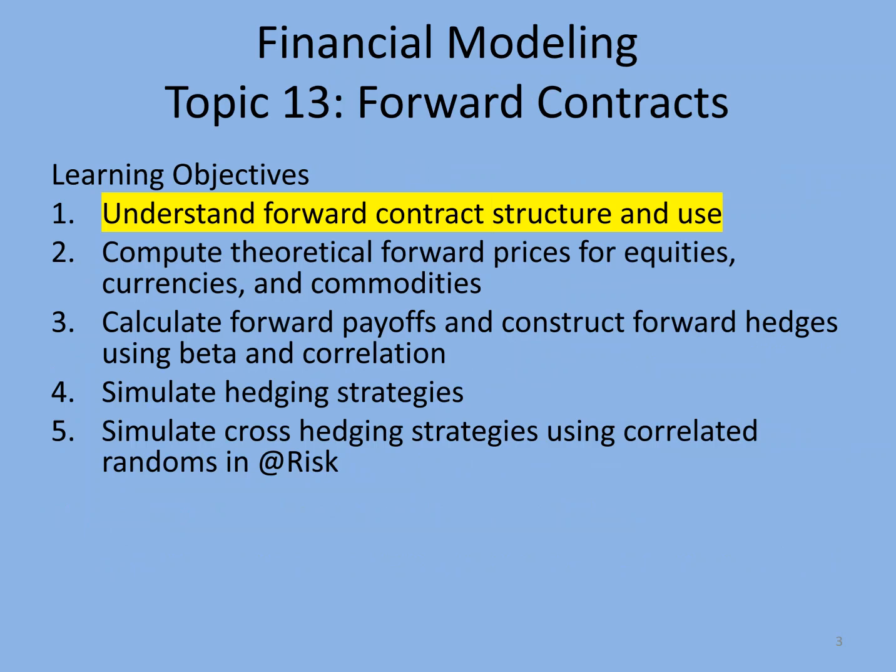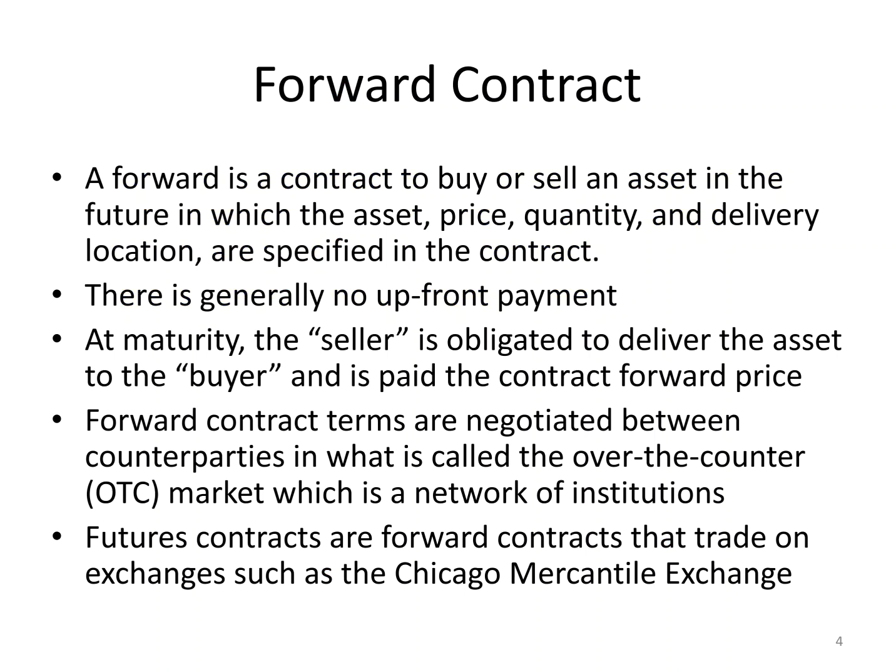In this topic 13, we're going to understand forward contract structure and use, compute theoretical forward prices for equities, currencies, commodities, calculate the forward payoffs, and construct forward hedges using beta and correlation, simulate forward hedging strategies, and then simulate cross-hedging strategies using correlated randoms in at-risk. So let's start with topic 1, understand forward contract structure and use.